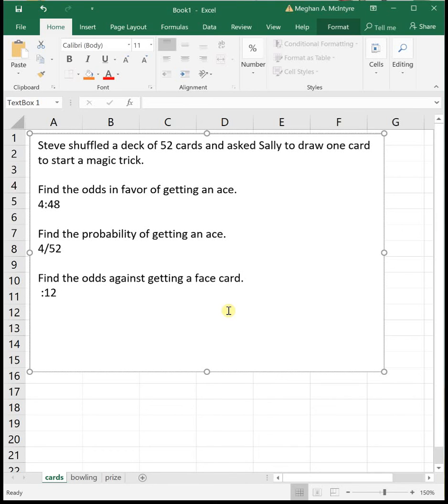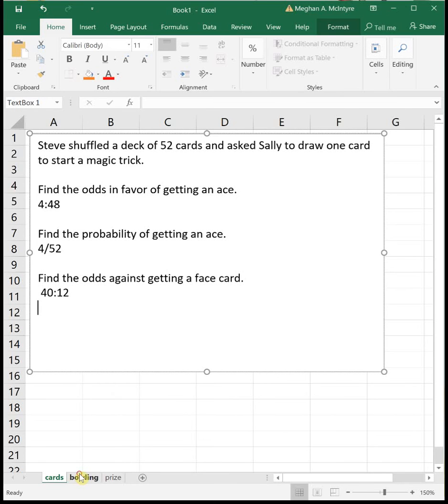So that's the number of ways that we could get face cards, but we're trying to find the odds against it. So we want to know how many ways there are to not get a face card. Well, if there's 52 total cards, 12 of them are face cards, that means there's 40 cards left. So the odds are 40 to 12 against getting a face card.